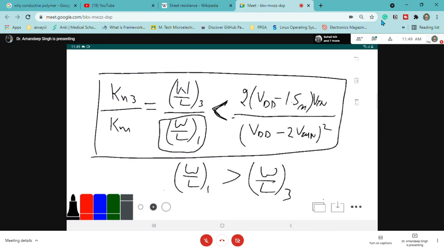Fine. So this is basically the design rule. This is basically V threshold of N. Design rule, or this is the scaling rule of the W by L ratio of M1 and M3 in order to read properly. Okay. Any doubt in this?